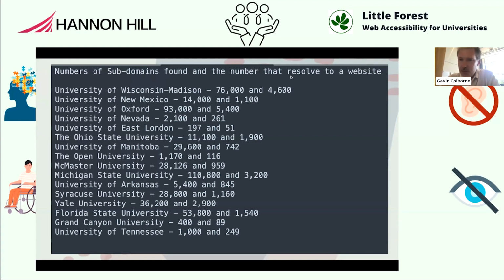So these are the numbers of subdomains that were found, and this is just a set of random universities. These are all in the US, and you can see a wide variety. So at the time of this report, the University of Wisconsin had 76,000 subdomains. 4,000 odd of those were resolving to websites. So for the University of New Mexico, we found 14,000 subdomains, 1,100 resolved to a website. Over here, University of Oxford, 93,000 subdomains, 5,400 resolving.